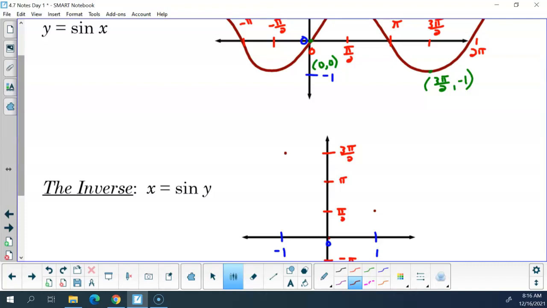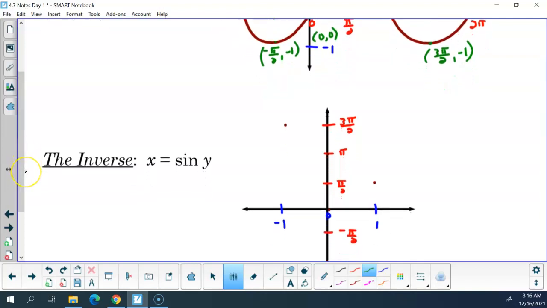Going back the other way. This one over here is negative pi over 2, comma negative 1. So that means I'm going to go through the point negative 1, comma negative pi over 2. That's right there.